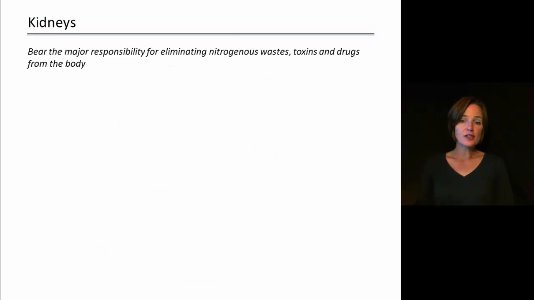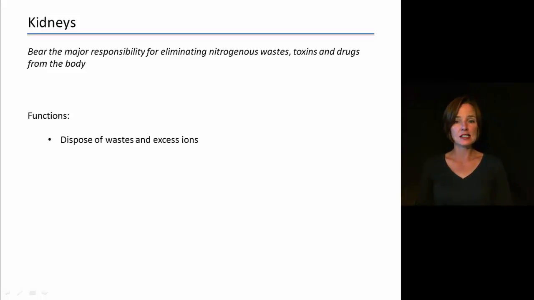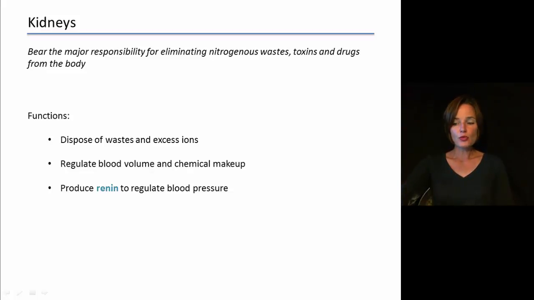The kidneys themselves are going to bear the major responsibility of this system. They are responsible for eliminating nitrogenous waste, toxins, and drugs from the body. Looking at their functions a little bit more closely, first of all, they are disposing of waste and excess ions that might accumulate. They are responsible for regulating blood volume and the chemical makeup of the blood. They also produce renin, and renin is very important for the regulation of blood pressure. So we can say that the kidneys do regulate blood pressure.